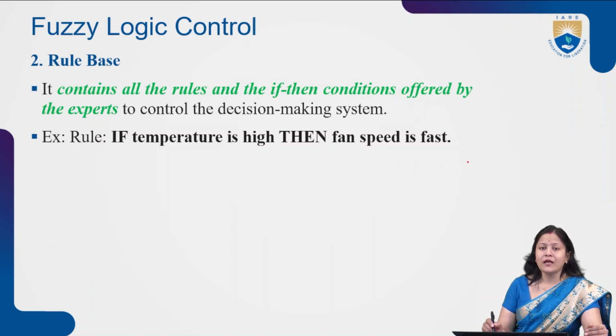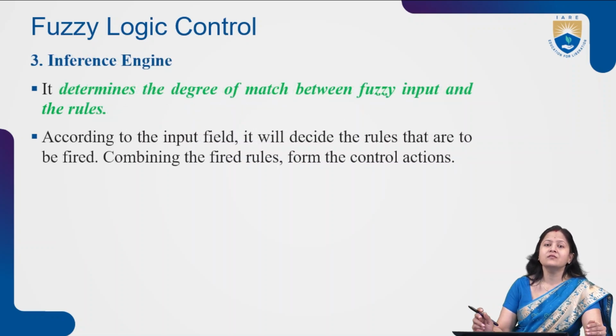Here is one example I have given: if temperature is high, then fan speed is fast. So like the temperature, depending upon the situation, all possible conditions would be stored inside the knowledge base or the rule base. Third one is the inference engine, which determines the degree of match between the fuzzy input and the rules. According to the input, it will decide the rules that are to be fired. So combining the fired rules forms the control action.